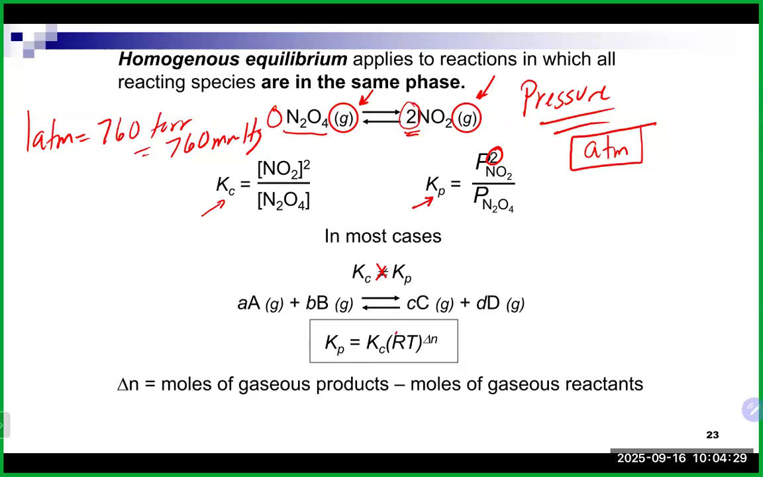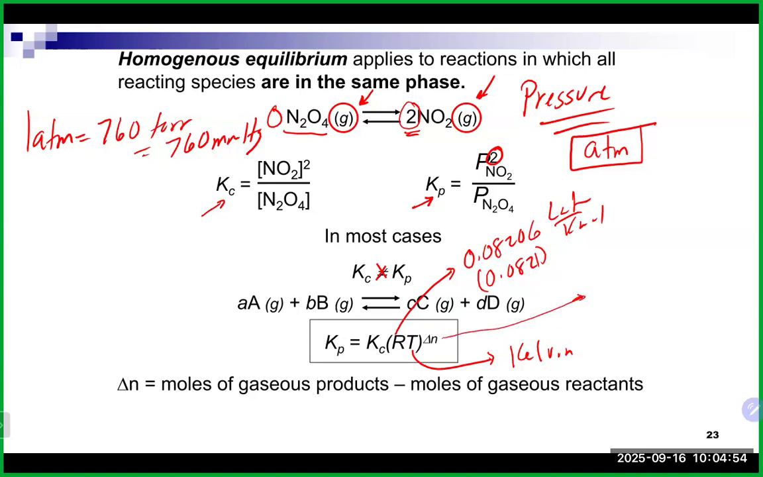R is our gas constant from the ideal gas law, 0.08206 liters atmosphere per Kelvin mole, or if you learn the more rounded number of 0.0821, same thing. T is our temperature, and much like our gas laws, it does need to be in Kelvin. And delta N is actually the change in the moles of gas. So just the gas ones there, the change in the moles of gas. And you do want to take products minus reactants.